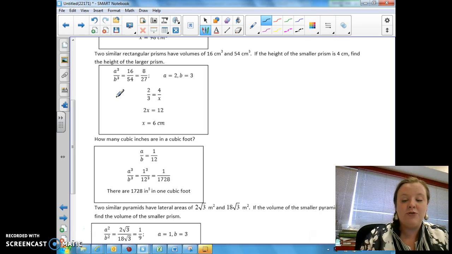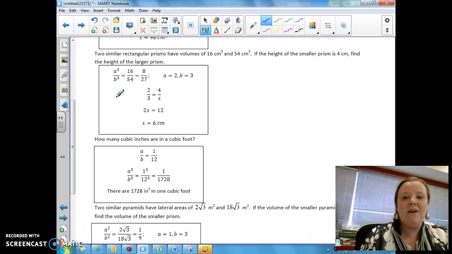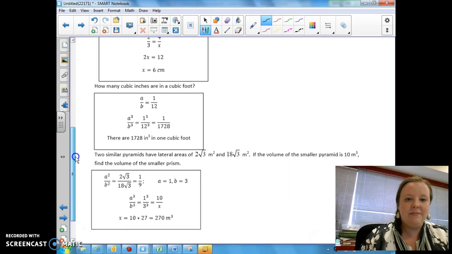2 times 2 times 2 is 8. 3 times 3 times 3 is 27. So I get that a is 2 and b is 3. So now I can use 2 over 3 as my scale factor to find the missing height. So I have 2 over 3 equals 4 over x, cross multiply and solve.